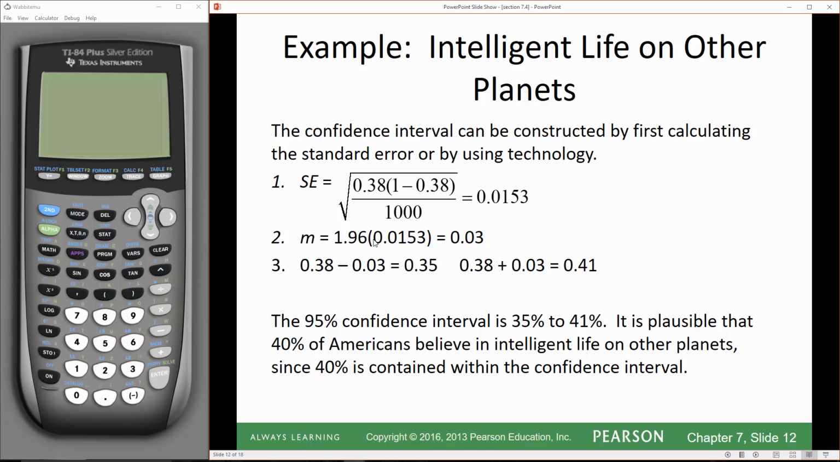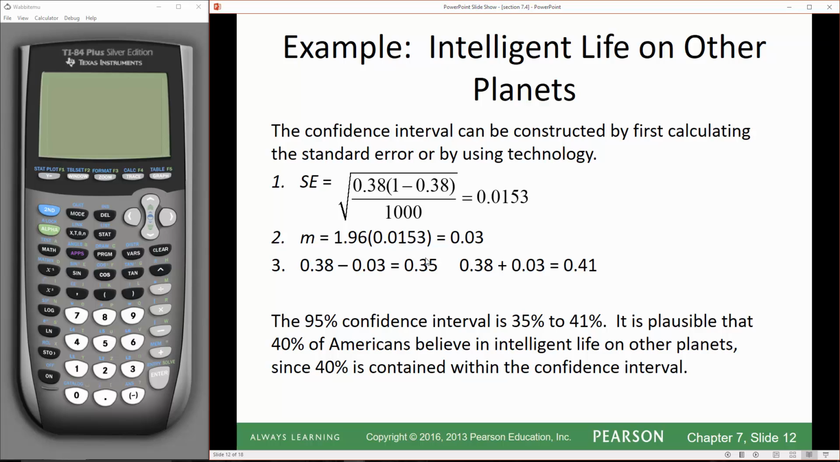So since we're doing a 95% confidence level, the z-score from that table was 1.96, right? So typically we just say 2, but 1.96 is more accurate, right? So in doing so, we get a margin of error of 0.03. So if I take 0.03, add, subtract it to the mean, then I get the confidence interval, right?